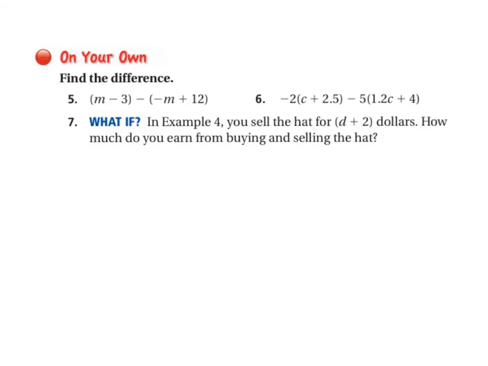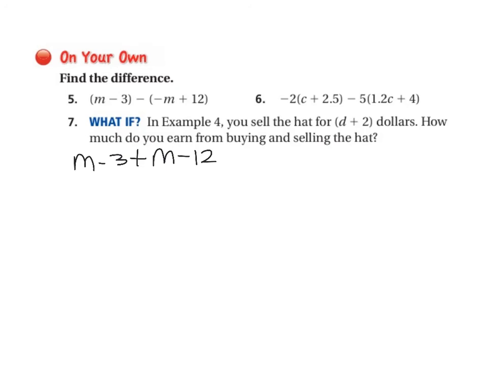So now back to on your own, so remember to write them in your notebook. Find the difference. Number 5, m minus 3 minus negative m plus 12. So we're going to take the opposite or add the opposite. So we're going to put a plus sign. So the opposite of negative m is positive m, and the opposite of positive 12 is negative 12.